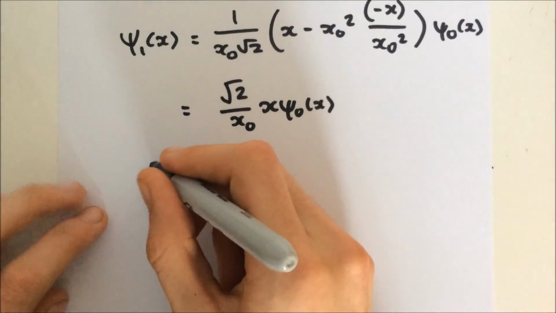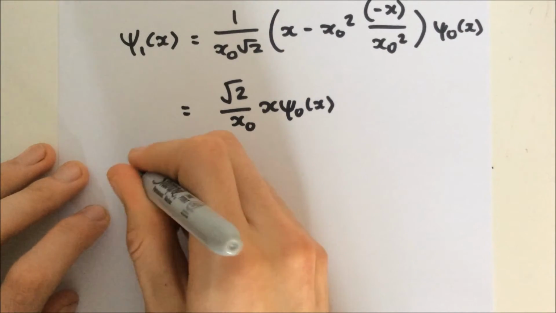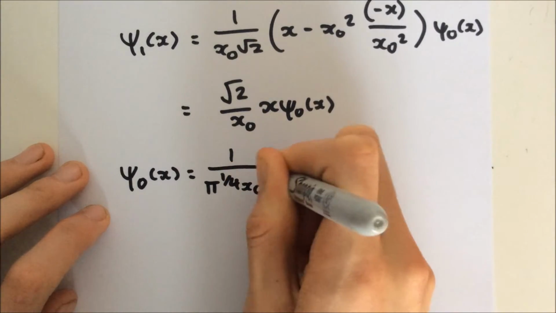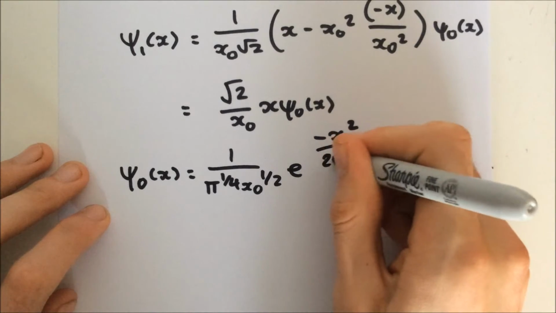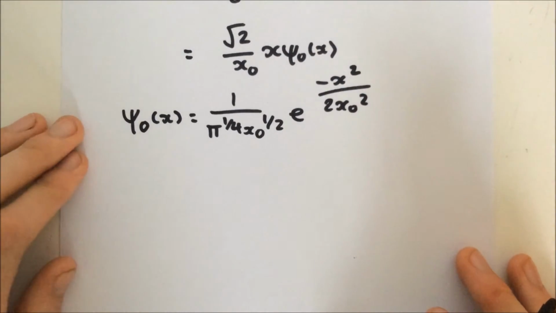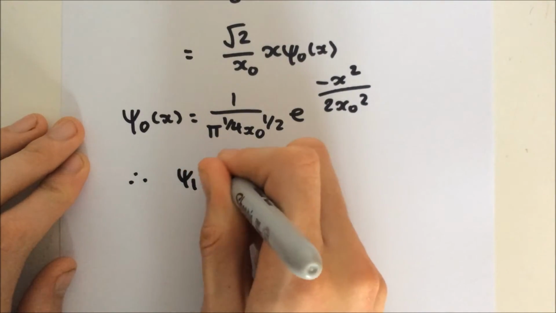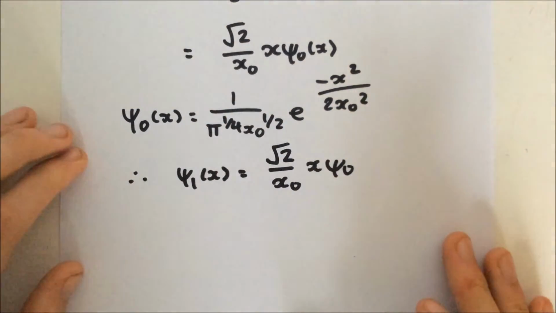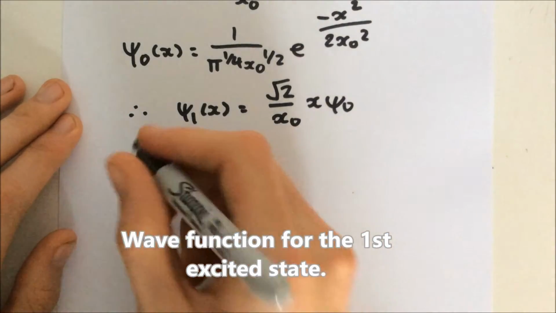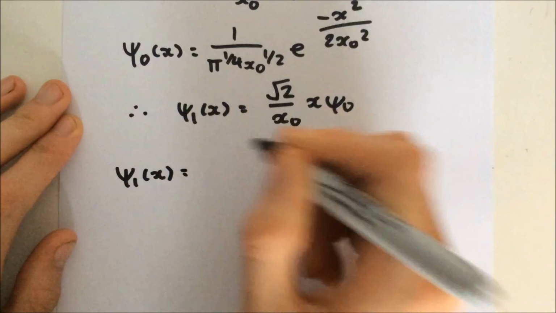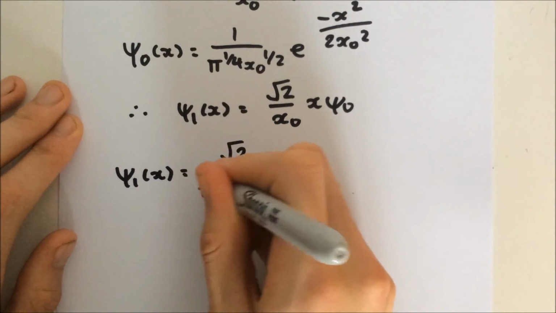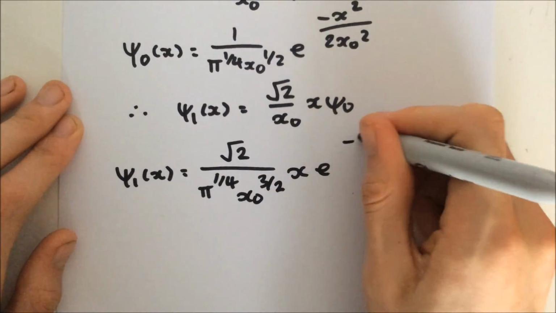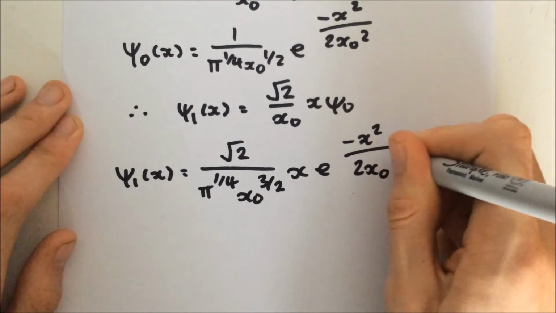So psi naught of x, if we remember, was equal to 1 over pi to the quarter x naught to the half times e to the power negative x squared divided by 2x naught squared. That was the ground state wave function. So therefore, we know psi 1 of x is equal to root 2 divided by x naught times x times psi naught. Just put this into here. And so therefore, we find the wave function for the first excited state, and that is equal to root 2 divided by pi to the quarter multiplied by x naught to the power 3 halves times x times e to the power negative x squared divided by 2x naught squared. And there we go.